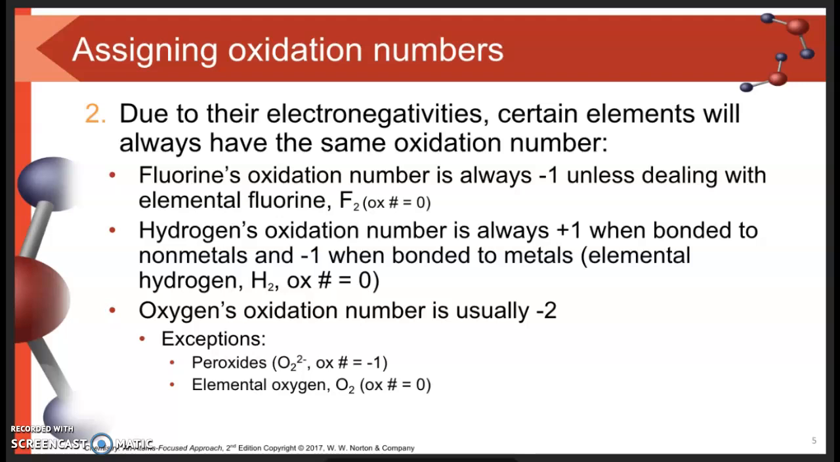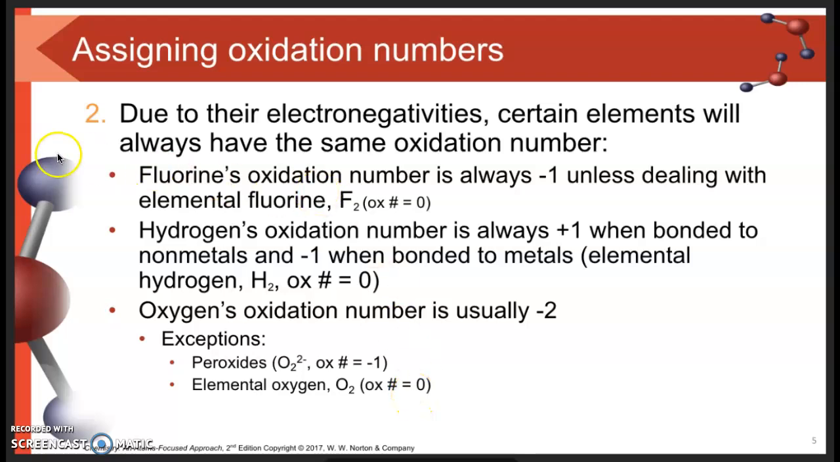And that's going to be true for most compounds that oxygen is in. The only exceptions are if we have a peroxide. Peroxide has a -2 charge spread over 2 oxygen atoms, so each one has a -1 charge. And then elemental oxygen, like all elemental substances, has an oxidation state of 0.